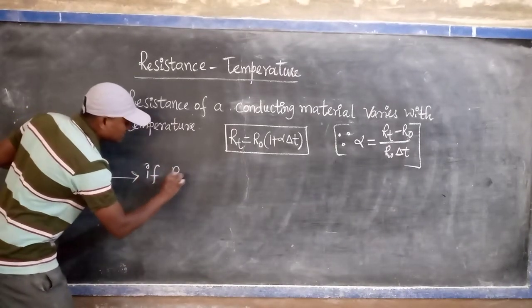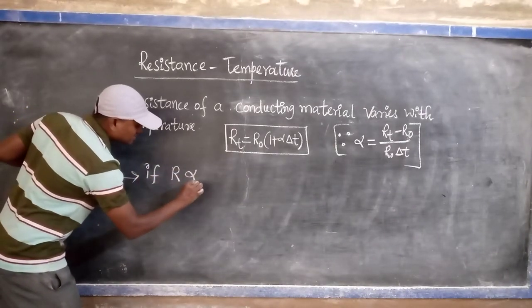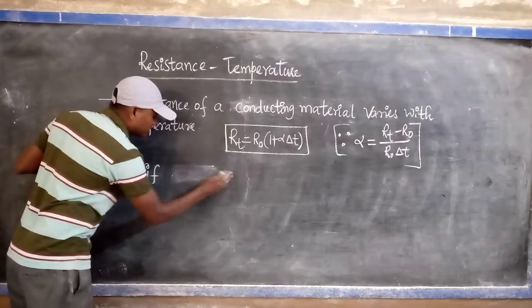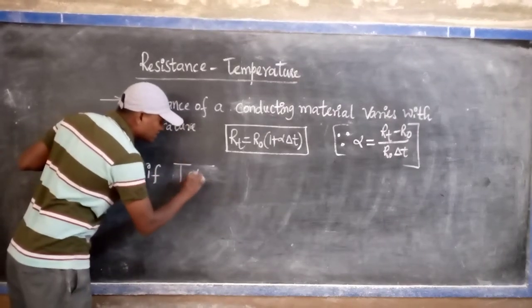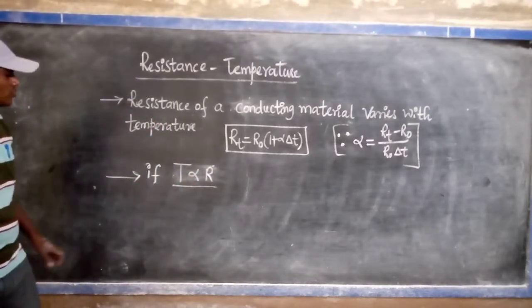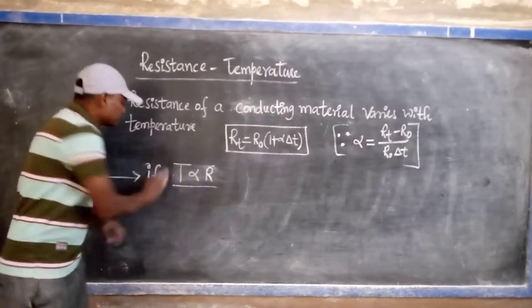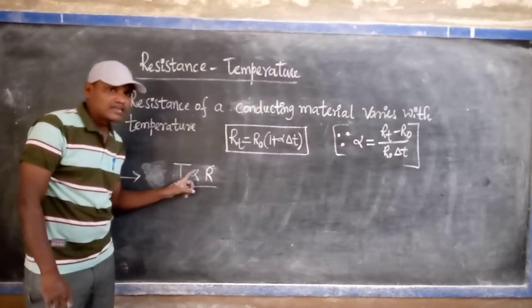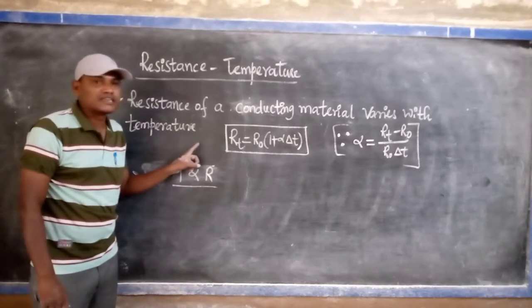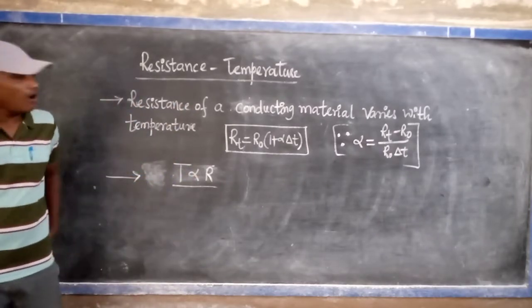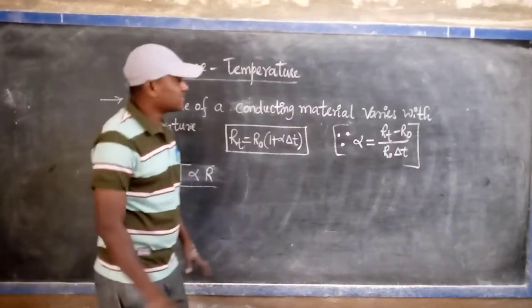If temperature increases, resistance also increases, which means they are directly proportional. So the temperature of a conducting material is directly proportional to the resistance of the wire. How can we say that? Let me explain simply.